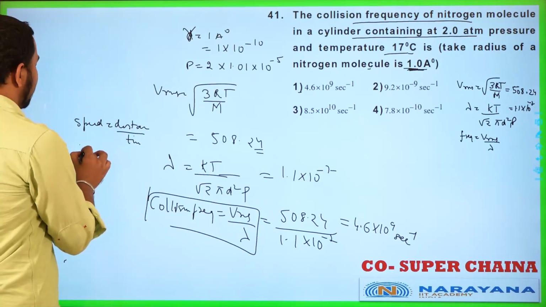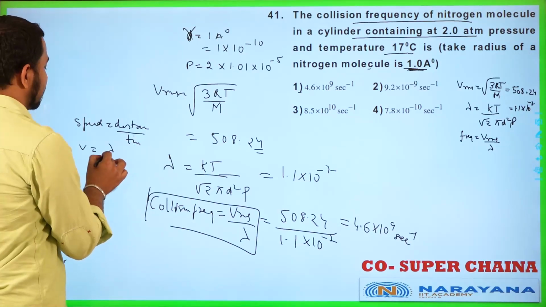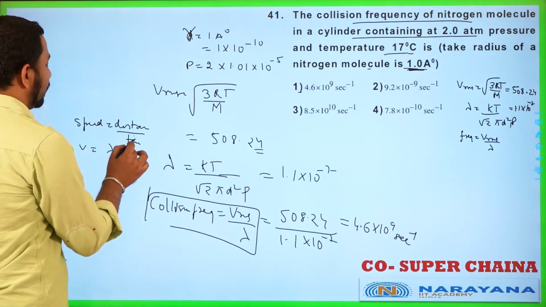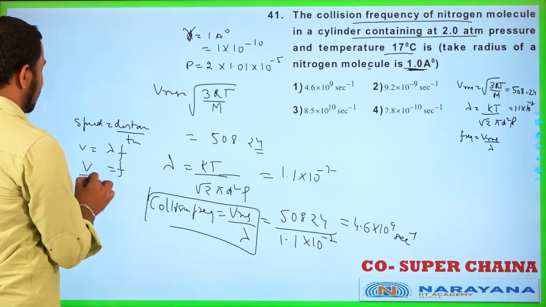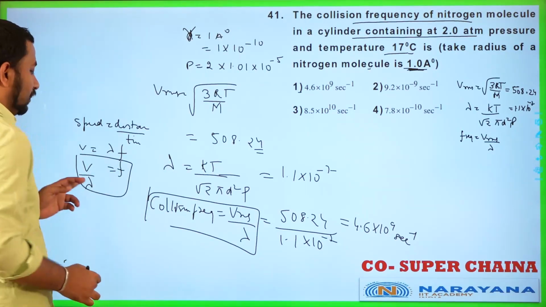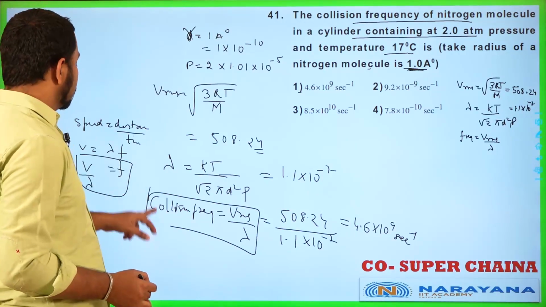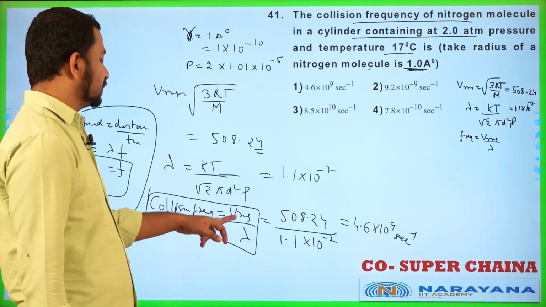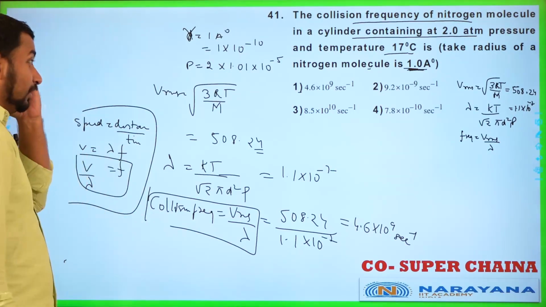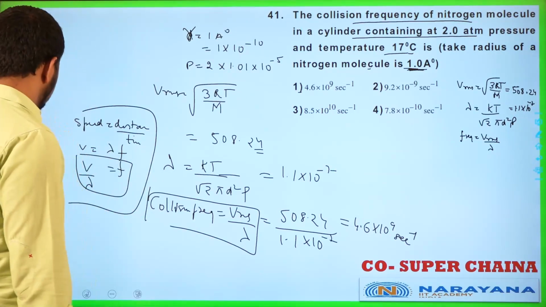Okay, so Vrms is the speed which we have taken, distance is taken as lambda, and 1 by time period is frequency. So frequency will be v by lambda. This is how we get it. This collision frequency is how we can solve for collision frequencies, Vrms by lambda. Okay, so let's move to the next question, students.